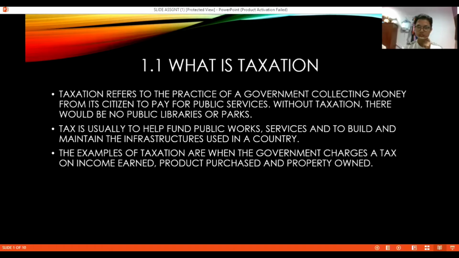Firstly, taxation refers to the practice of a government collecting money from its citizens to pay for public services. Without taxation, there would be no public libraries or parks. Tax is usually used to help fund public works and services, and to build and maintain the infrastructure used in a country. Lastly, examples of taxation are when the government charges a tax on income earned, products purchased, and property owned.